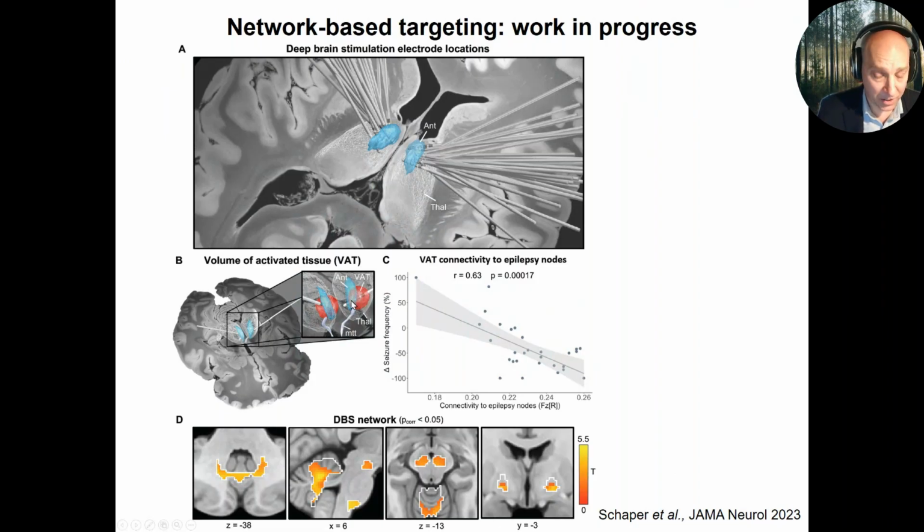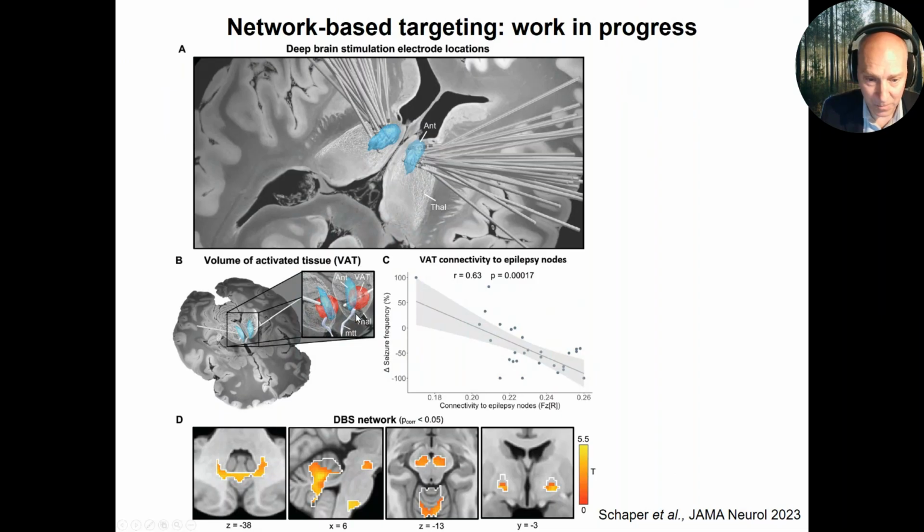And it turns out that the overlap with the previously described network, the internal globus pallidus and the vermis of the cerebellum, predicts the response to DBS better than the physical overlap with the ANT. In other words, it's the network perhaps that gets tickled that drives this seizure response.